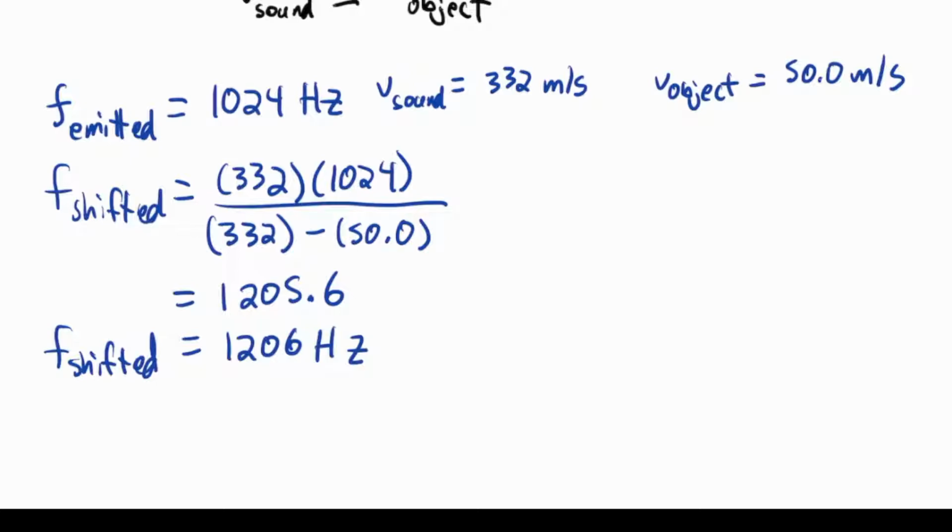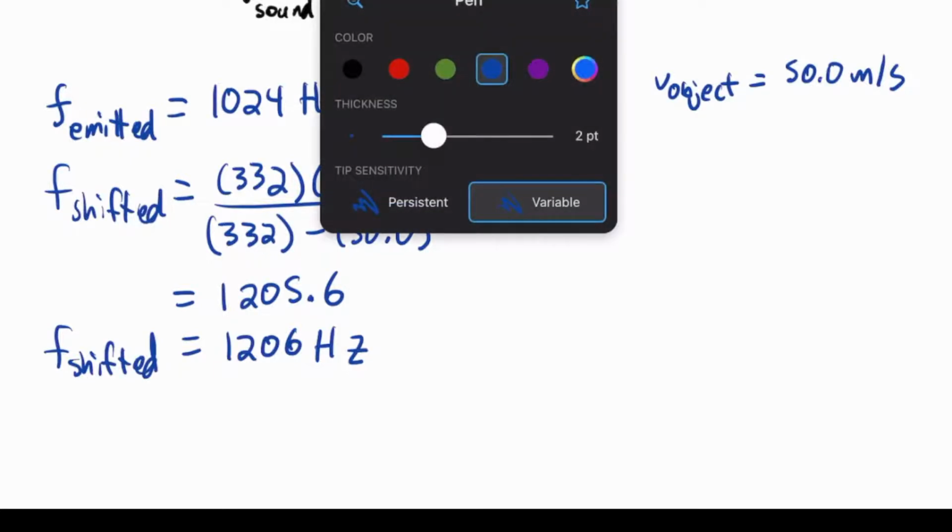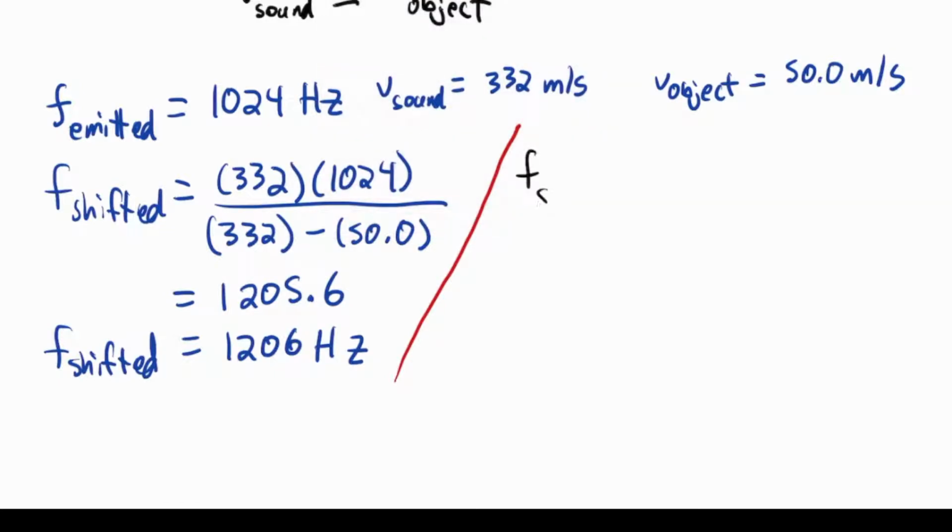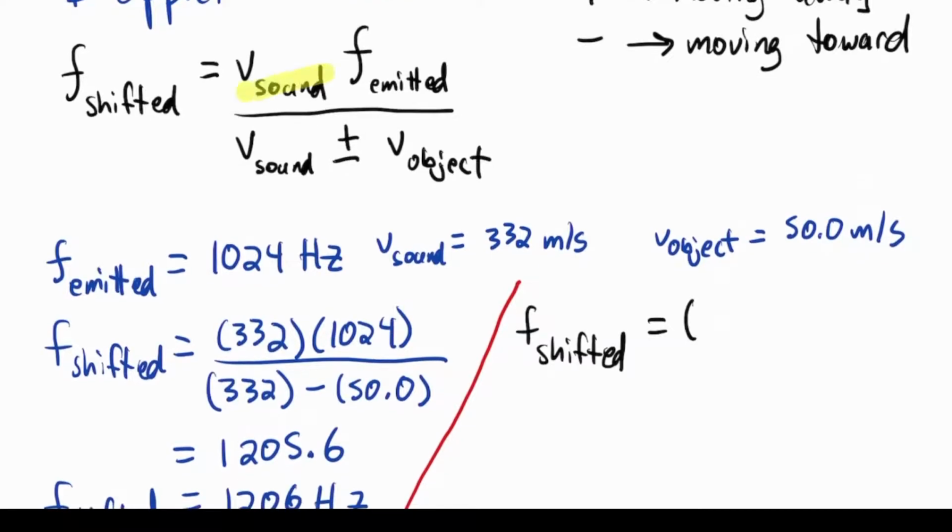All right, let's take a look at our next question. What happens after the vehicle passes? Well, let's do another calculation. Once again, we're trying to determine the shifted frequency perceived by our observer. It's going to go past. Once again, we're just going to go through our equation and sub in our values. Velocity of the sound is still 332 meters per second. Frequency emitted is still 1024 hertz.